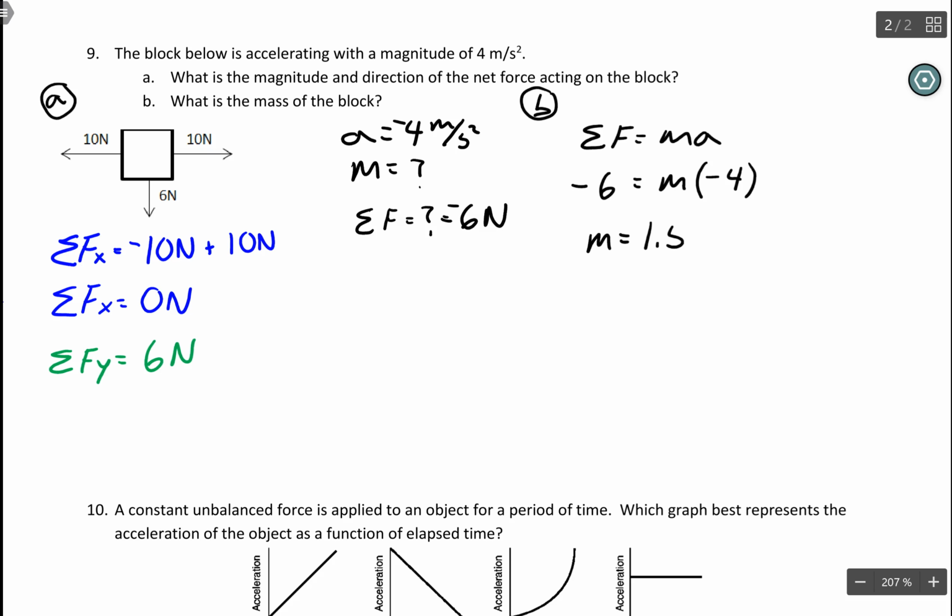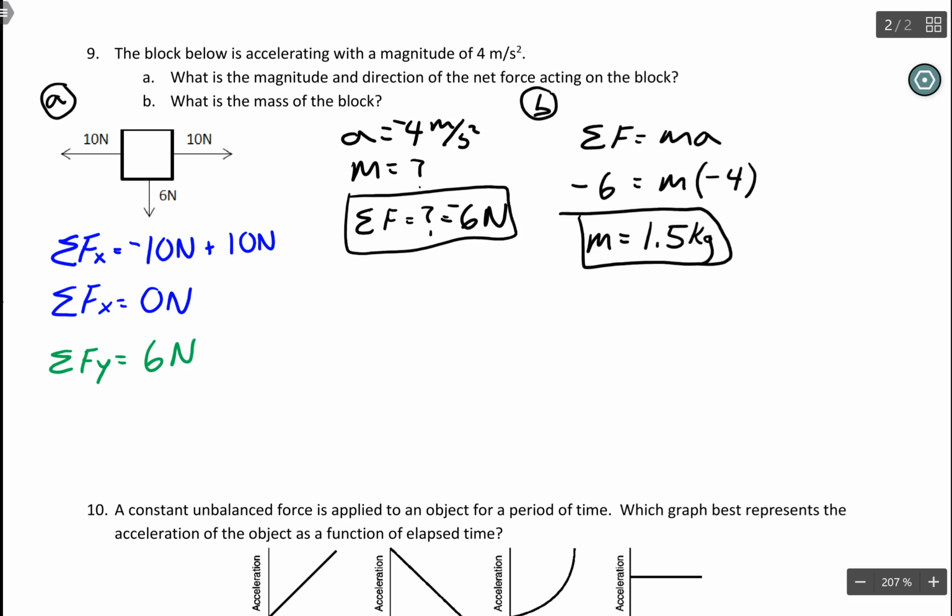You get 1.5 kilograms. Mass is a scalar quantity. It should always be positive. Same with time. So the math should work out. You should get a negative divided by a negative to make it a positive number for your mass. And that is the answer there. And that is the answer for part A.